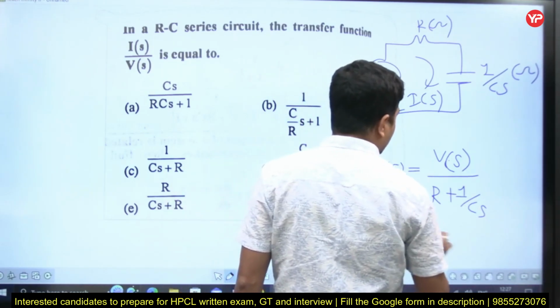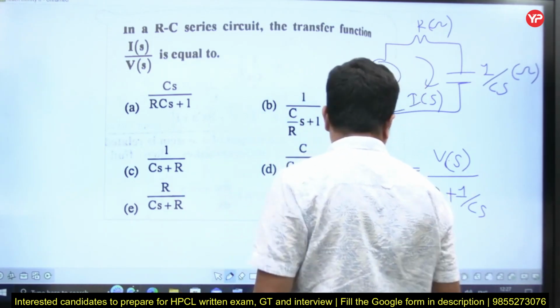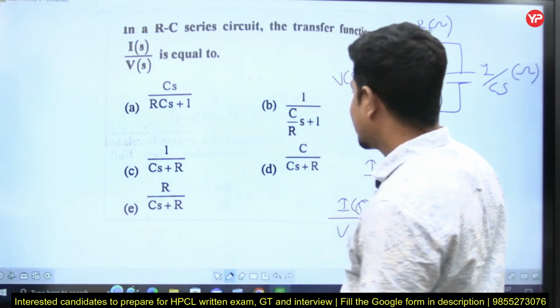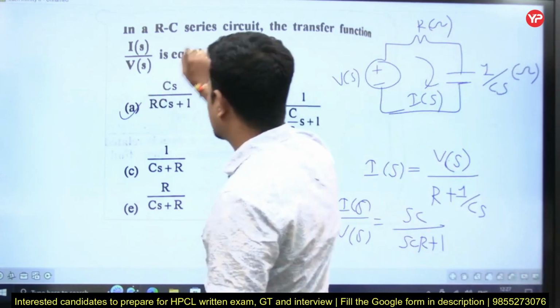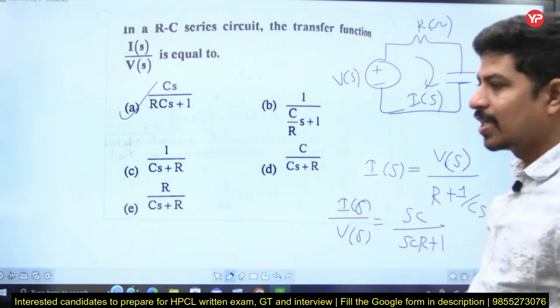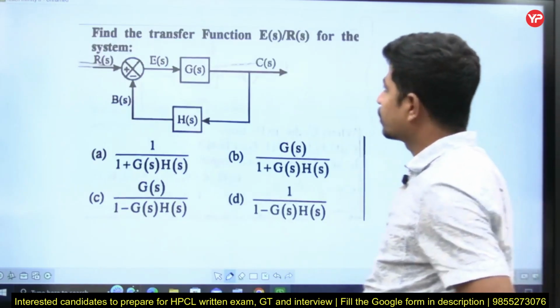So I(s)/V(s) is equal to sC/(sCR + 1). So sC by how much? sC/(sCR + 1). Choice A is the answer. That much easy it is. Let's go to the next question.